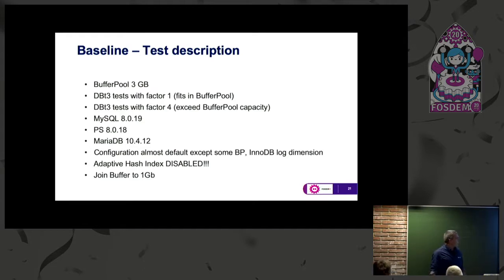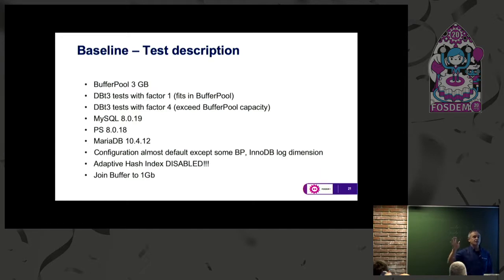For the baseline tests I have done, I was using dbt3 with factor 1, factor 3, and factor 4. Factor 1 fits in the buffer pool, factor 4 doesn't. And I used MySQL 8.0.19, PS 8.0.18, and MariaDB 10.4.12. Everything was more or less configured as default, except the buffer pool dimension.